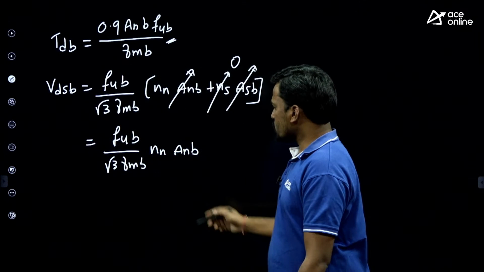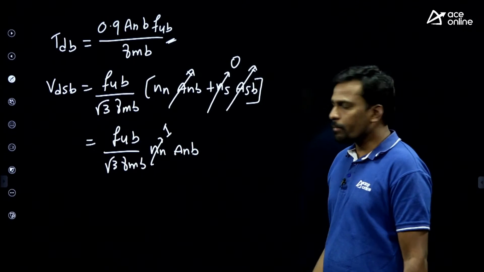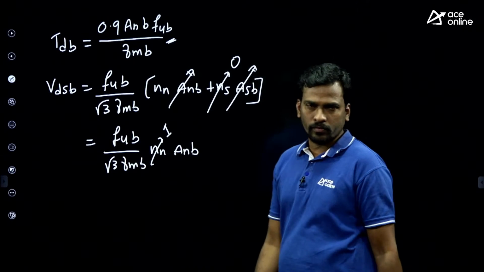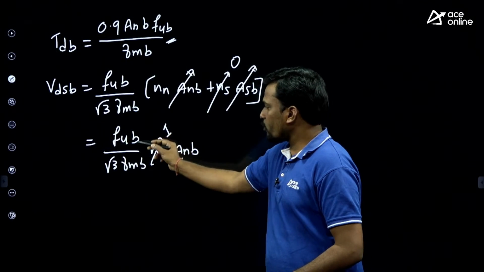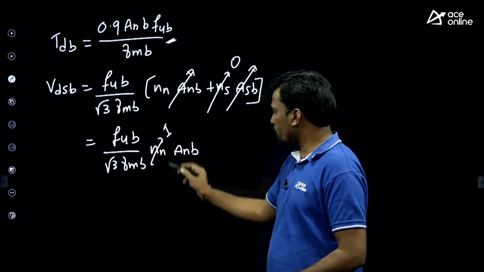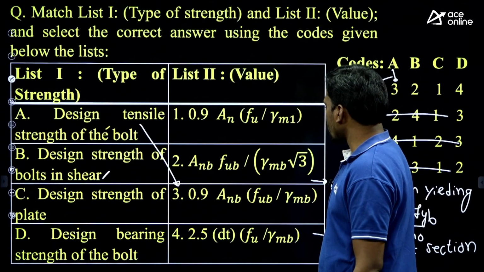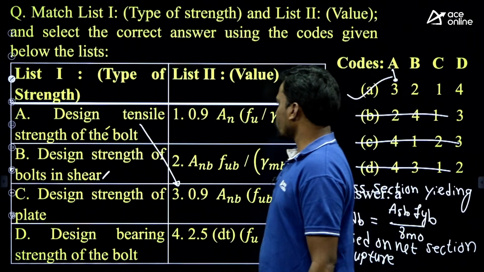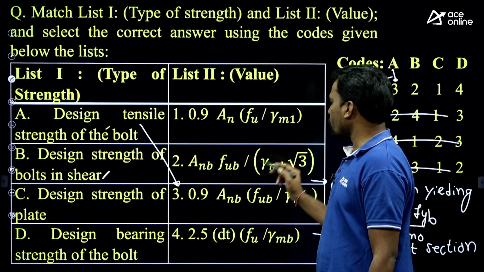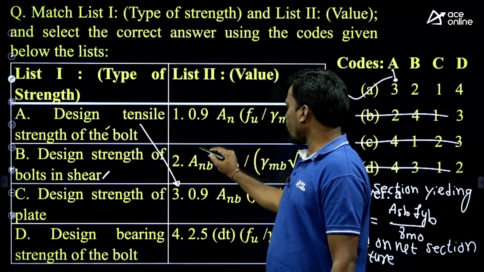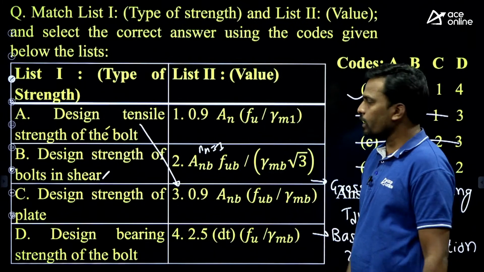If it is single shear, this is 1. If it is double shear, then it is 2. So in the question we need FUB divided by √3 gamma MB times NN into ANB. Which formula? B2. So here ANB FUB divided by √3 gamma MB. It means the NN value is taken as 1 here.